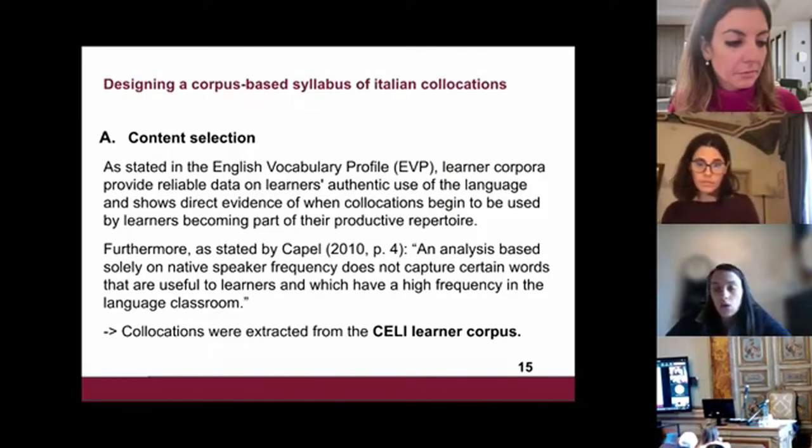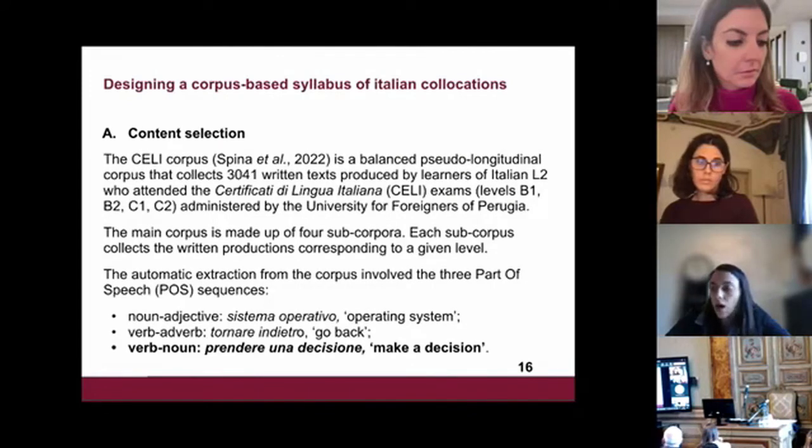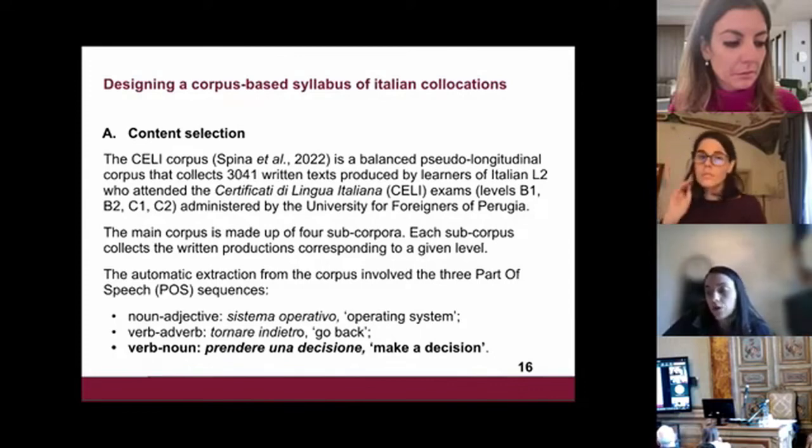Given the nature and the scope of an L2 syllabus, we believe that certain combinations, while not being strictly defined as collocations, may still be useful to learners approaching a new language in everyday situations. Our reference corpus is the CELI corpus that was presented earlier this morning. As we've seen, the CELI is made of four subcorpora, one for each proficiency level corresponding to the B1, B2, C1 and C2 of the Common European Framework.